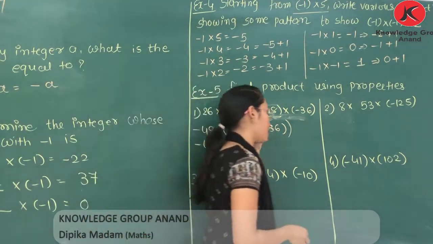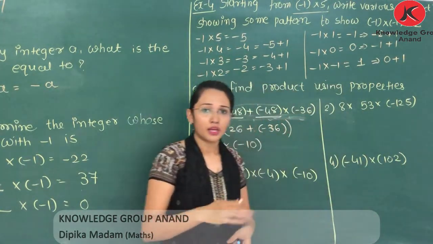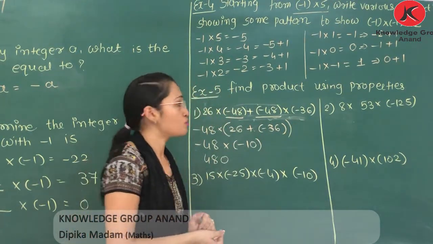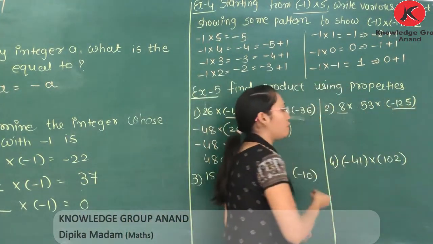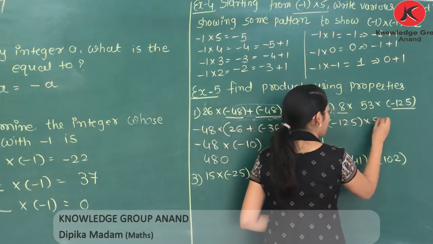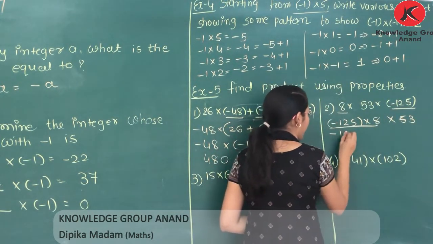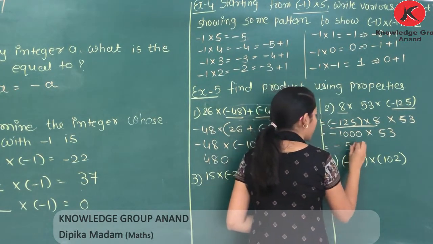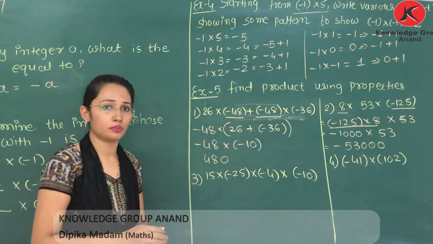Same, second example. 8 multiply 53 multiply -125. Now in the previous video we learned the concept of making multiplication easier. So how can we make this multiplication easier? If you remember, 125 8s are 1000. So first we multiply 125 with 8 and then 53. 125 8s are -1000. Multiply 53. So the answer is what? -53,000. Clear? This is rearranging, commutative property.